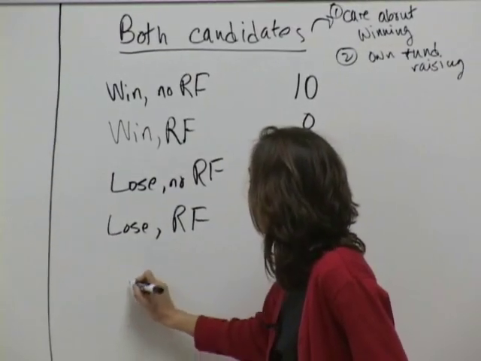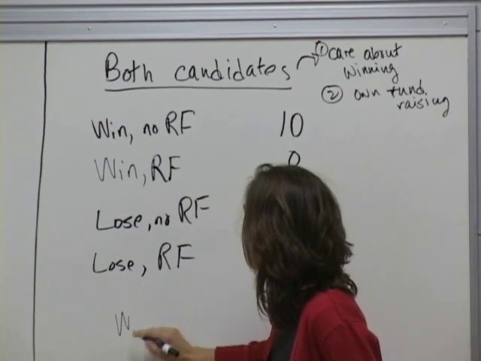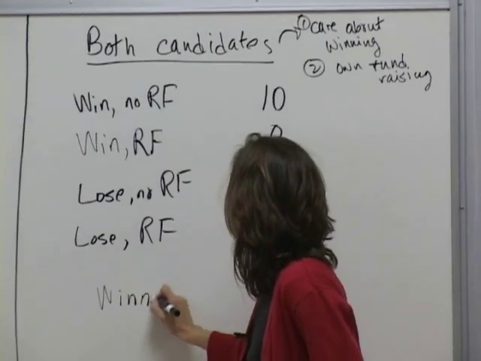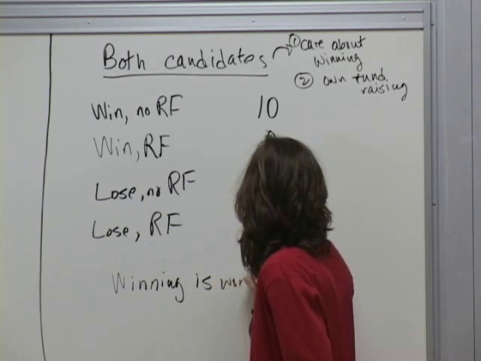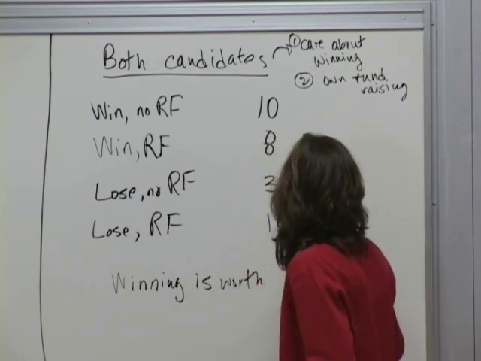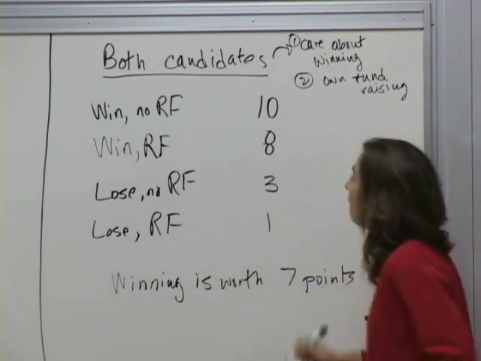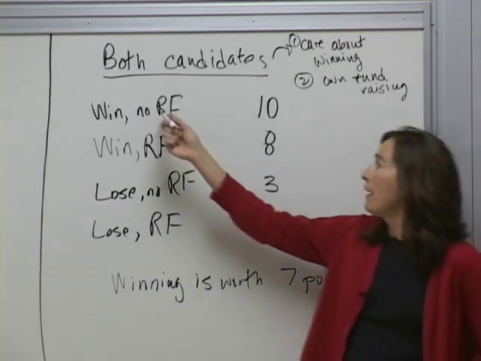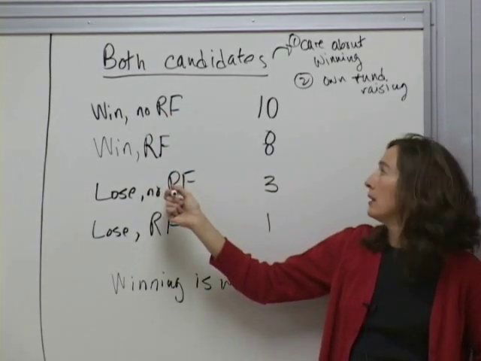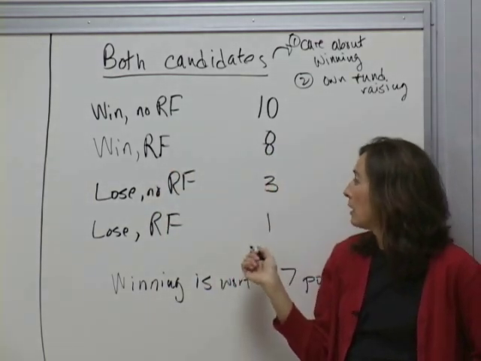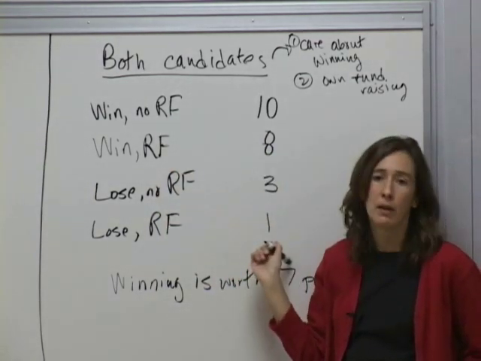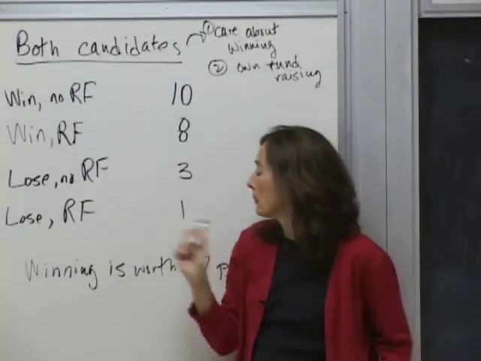Okay, so that winning is worth 7 points. Okay. How do I know? If I hold the fundraising constant, the difference between winning and losing is 10 minus 3, that's 7, or 8 minus 1, that's also 7. Okay.